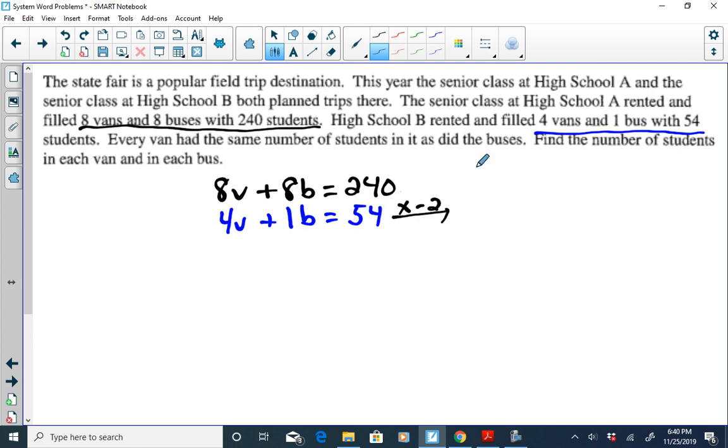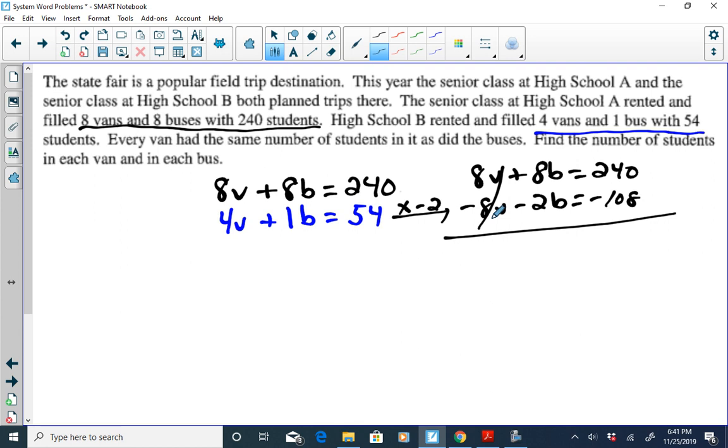So I'm going to recopy the first equation. 8V plus 8B is going to be equal to 240. That's not going to change. But then this equation here, that's going to be -8V. And then this is going to be minus 2B. That's going to be equal to -108.